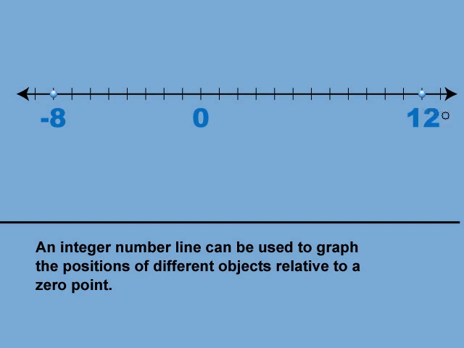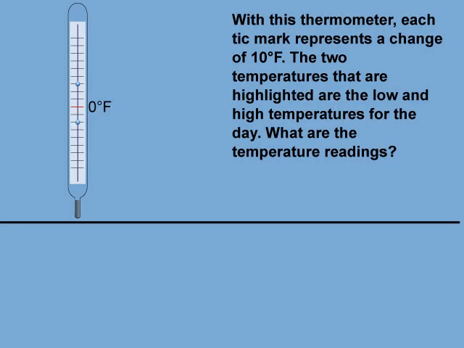Let's look at a final example. With this thermometer, each tick mark represents a change of 10 degrees Fahrenheit. The two temperatures that are highlighted are the low and high temperatures for the day. What are the temperature readings? You can think of a thermometer as a vertical number line, but we can orient it horizontally to make it look like an integer number line.